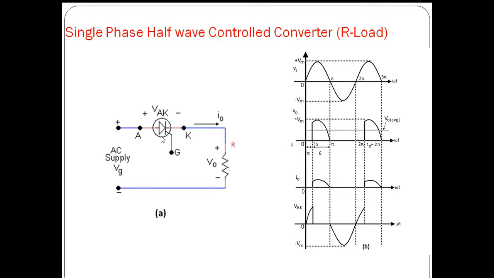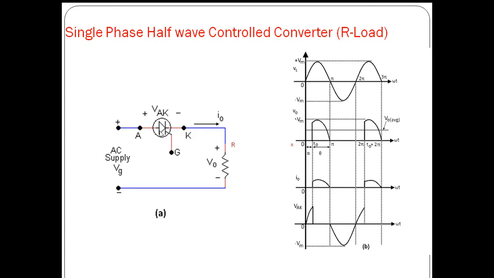Actually, this is the symbol of the thyristor. So here we provide the gate signal. Built into the circuit, the triggering circuit is also available. So at the instant when we want to turn on, at that time we provide a signal to the gate. Accordingly the device will conduct.